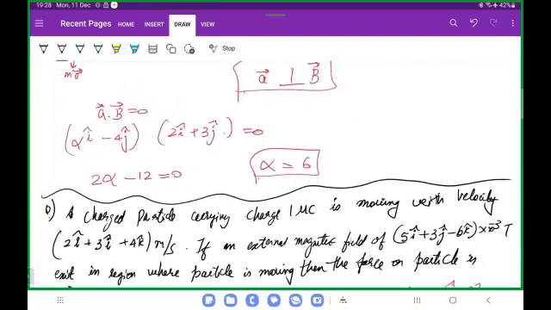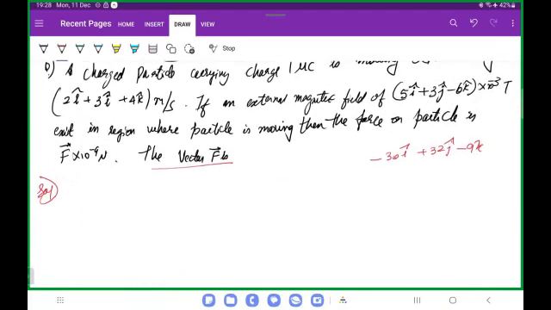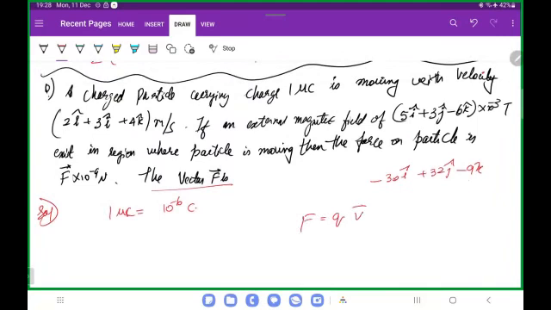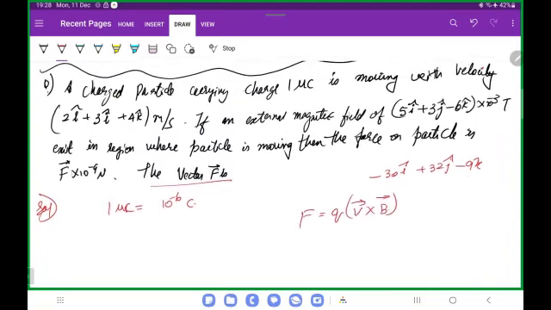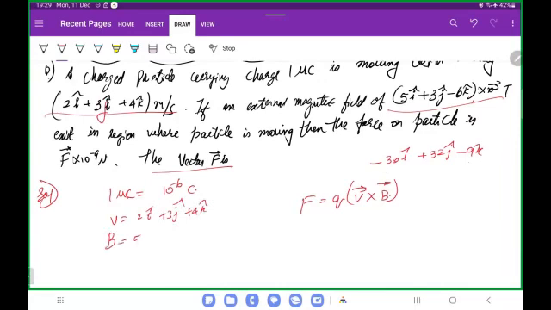So others, those who don't know, same formula. Mostly 11th standard is not in touch with this. Same formula, guys. 1 microcoulomb is 10⁻⁶ coulomb. So here, same, F equals Q V cross B. Now we have V, which is 2i plus 3j plus 4k cap, and B equals 5i plus 3j minus 6k into 10⁻³.